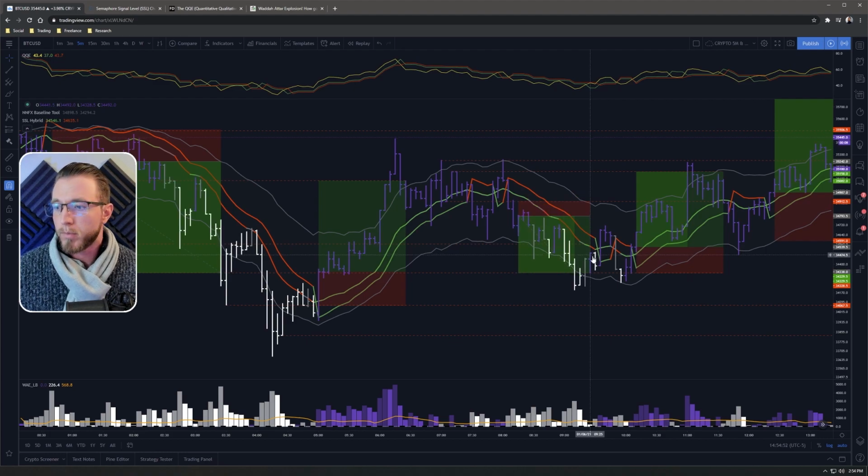bar close. It was below the MA. So I exited here. My first take profit had already hit. My second take profit had already hit. Once my first take profit is hit, I always move my stop loss to entry to protect myself.